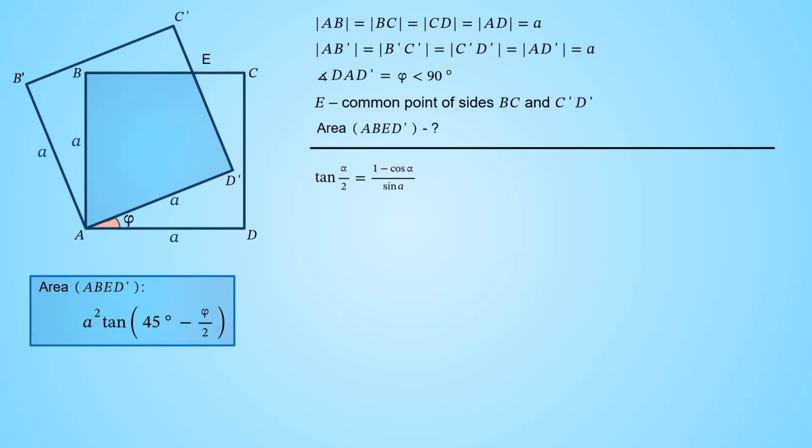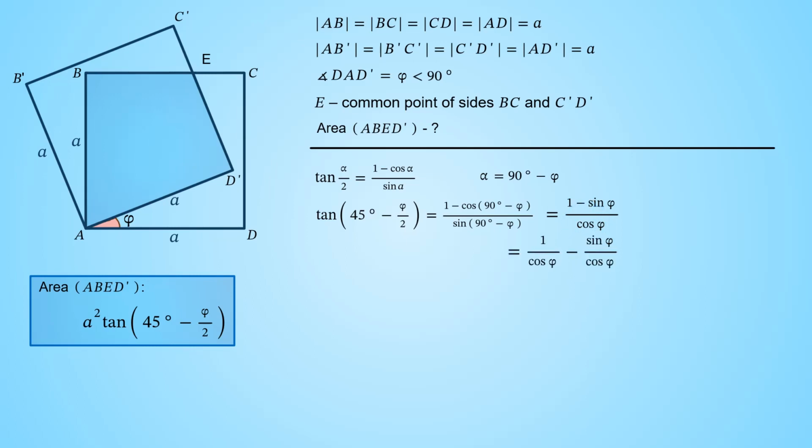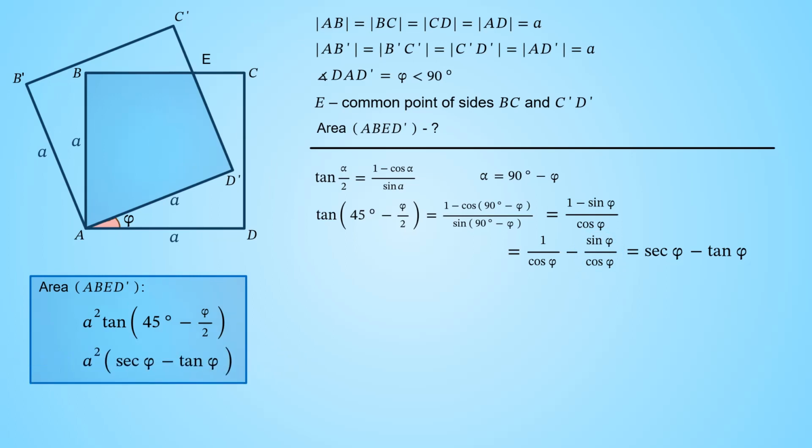By substituting alpha equals 90 degrees minus phi into the identity, we get the expression for tangent of 45 degrees minus phi over 2, containing an angle complementary to phi. Therefore, cosine turns into sine, and sine turns into cosine. After that, we divide term by term and get secant minus tangent. This gives another expression for the area of quadrilateral: A squared times the difference secant of phi minus tangent of phi. Consider a few examples.